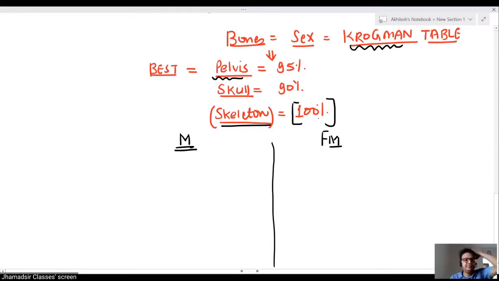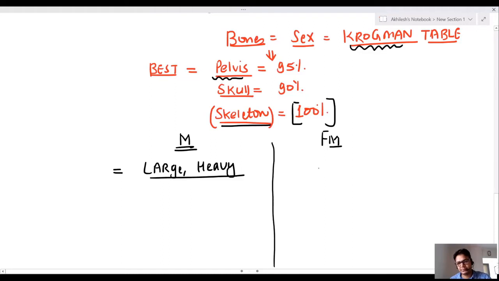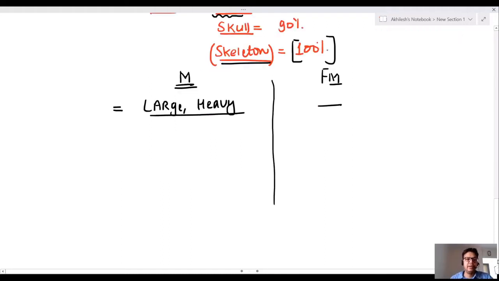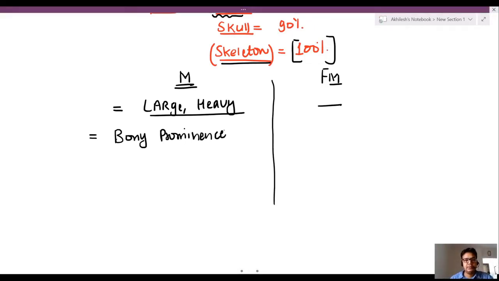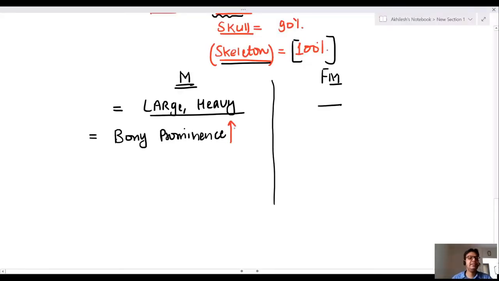Male and female. Okay. Now, male bones are large and heavy. Opposite is seen in female: small and light. You can write down opposite here. In male, all bony prominences are more prominent.